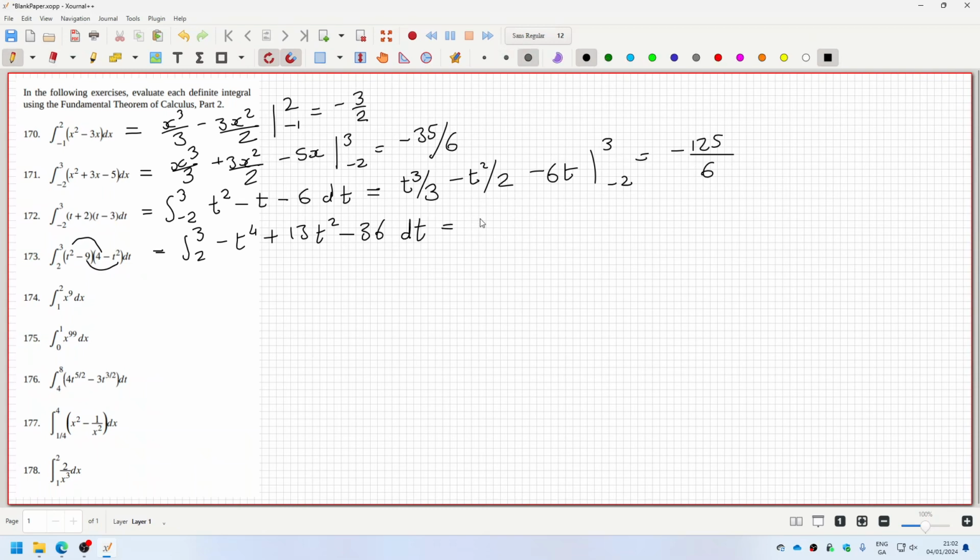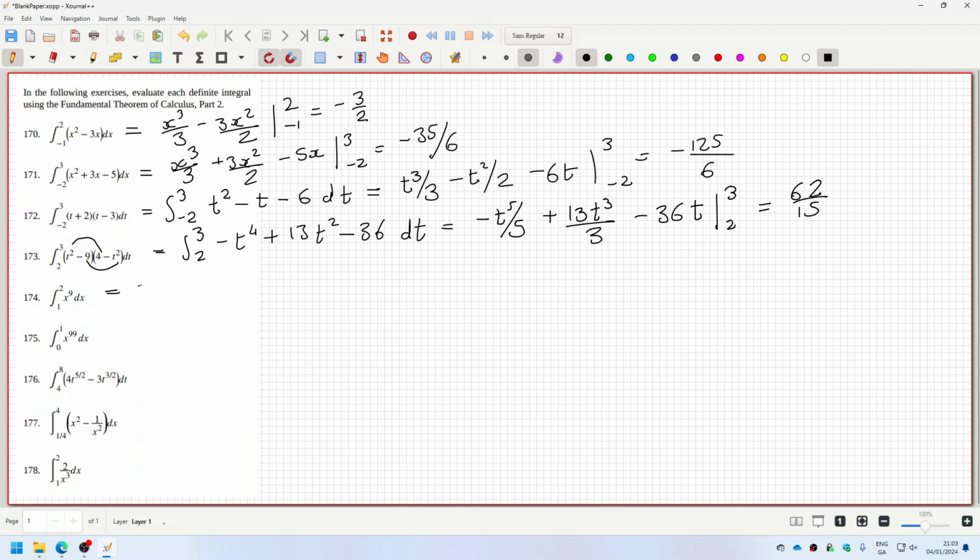That's integrated. Minus t power 5 over 5 plus 13 t cubed over 3 minus 36 t to 3. Okay. Okay. Right. This is 62 over 15.